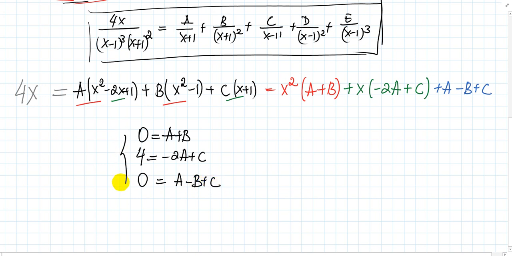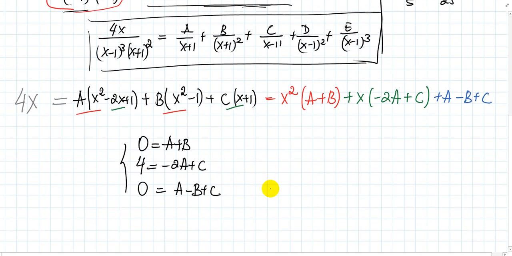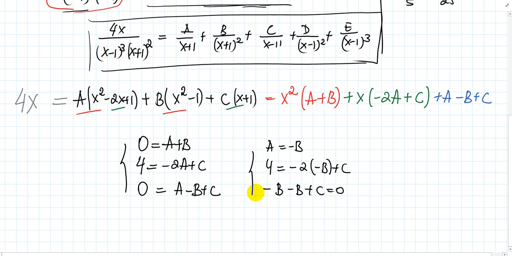Again, I've got three equations, three unknowns. By finding a, b, and c, I can integrate this function, okay? I can split this rational function into many. So let me find a from the first equation and put this into the second and the third, okay? So a is equal to minus b. Let me put this into the second equation. So 4 is equal to minus 2 multiplied by minus b plus c, right? So a is minus b, plus c is equal to 0, right? So the second equation gives me 4 is equal to 2b plus c. The third equation gives me c is equal to 2b.